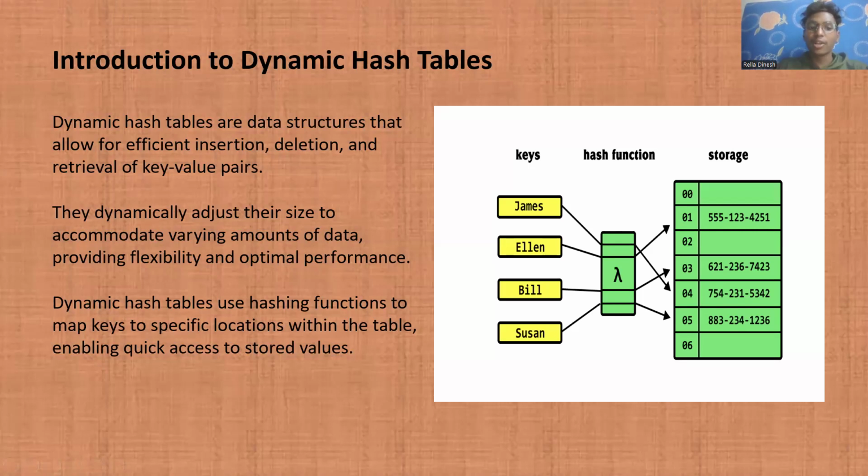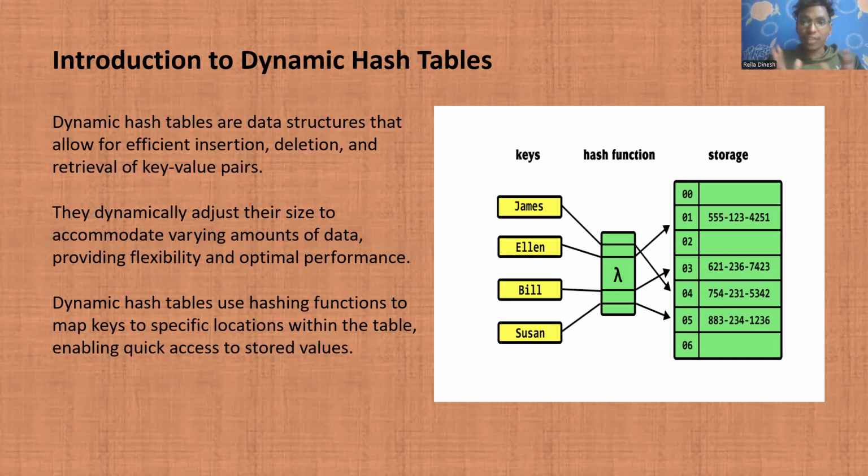Dynamic hash tables use a hashing function to map keys to efficient locations within the table, enabling quick access to stored data. Normally, a dynamic hash table is used to store data, and by using it, we can retrieve, insert, and delete the data easily, and access it speedily because it is efficient at retrieval.